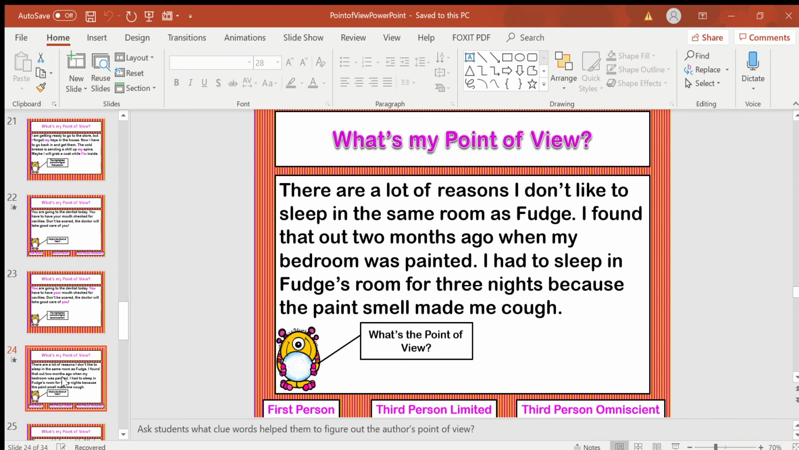Next, there are a lot of reasons I don't like to sleep in the same room as Fudge. I found out 2 months ago when my bedroom was painted. I had to sleep in Fudge's room for 3 nights because the paint smells made me cough. Alright, what keywords are you seeing? Are you seeing he, she? Are you seeing you, your? Are you seeing they? Are you seeing I, me, my? What are you seeing?